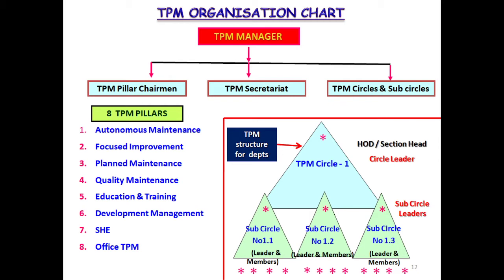Next it is shown that there are three sub-circles in the circle. Give numbers as sub-circle 1.1, 1.2 and 1.3. Normally the sub-circle leaders will be the shift in-charges in the department and department section heads of the maintenance department. This is how the TPM structure is formed for departments.